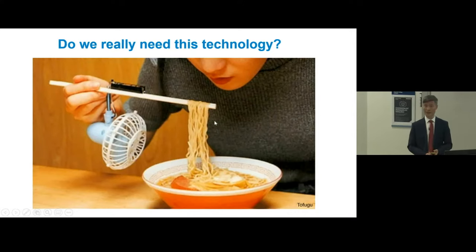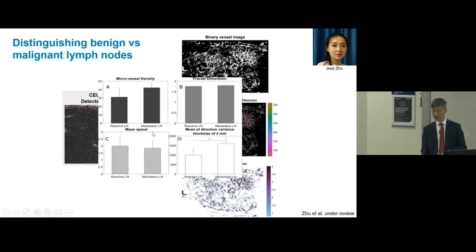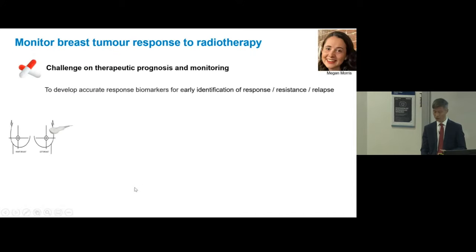I promise this is the last noodle image I'll show you. But I hope you agree with me, we have some wonderful technologies here, but are they really useful? How can we prove they are useful? These are some ongoing collaborations. These are very, very preliminary studies, but we're looking at using the super resolution map to distinguish between malignant and benign lesions. We have shown in a very small number that there are some very significant differences between some fine vascular features, so you can use that to distinguish.